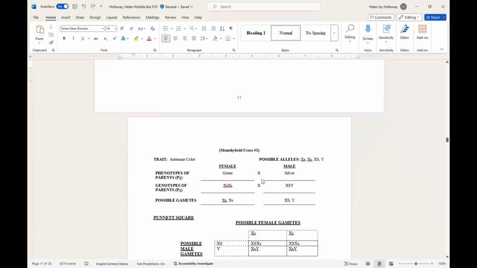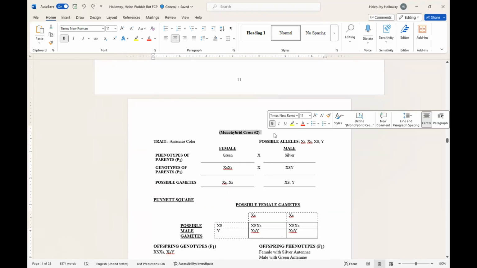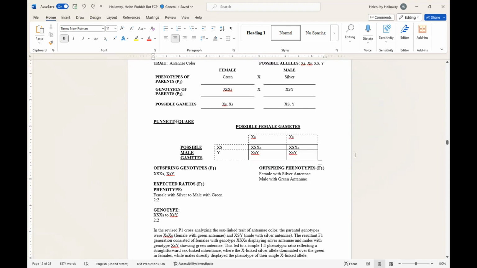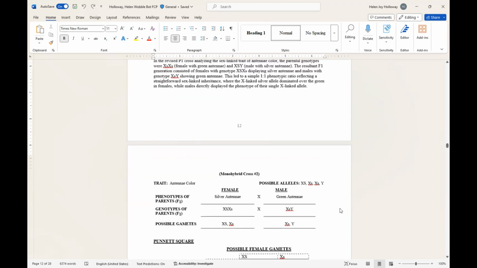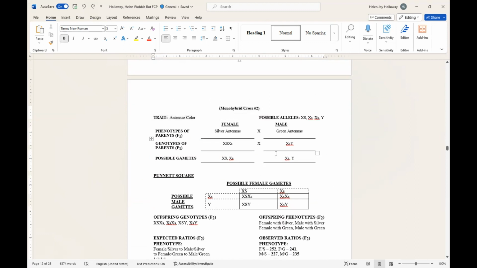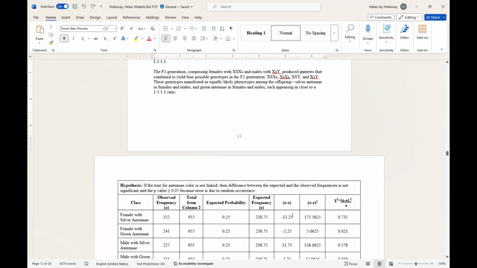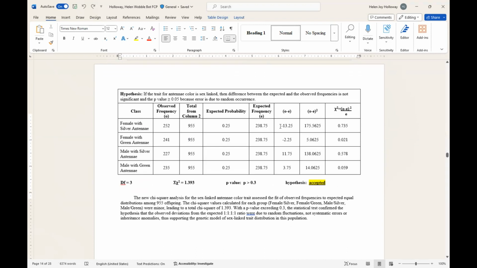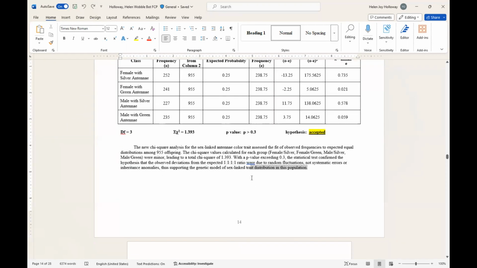And then all of this is new. So it's still monohybrid cross number 2, but it's new, with the sex links and the X's and the Y's and whatnot. Same thing, monohybrid cross number 2, still the second part of that chi-square test. Now you change your hypothesis: if this trait is sex linked, then it'll do the greater than 0.05 or whatever. Now you can see it's accepted, and you put a little blurb at the bottom that it supports the genetic model distribution sex linked.